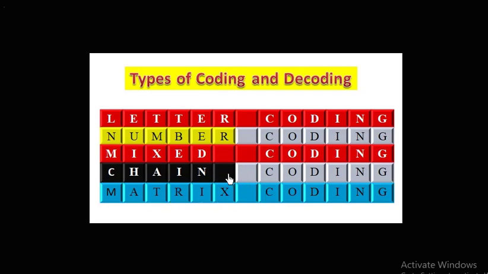To learn all these 5 types of coding and decoding, you have to know the basic things first. So what are the basic things to be known to learn coding and decoding?